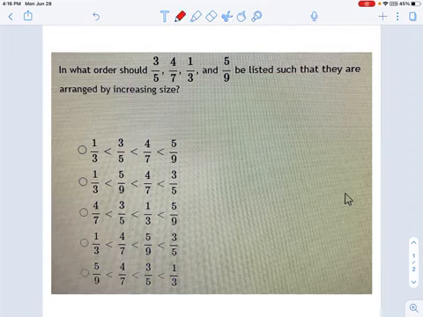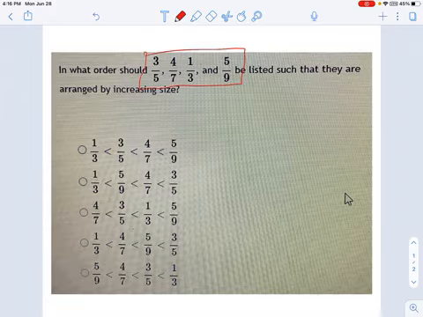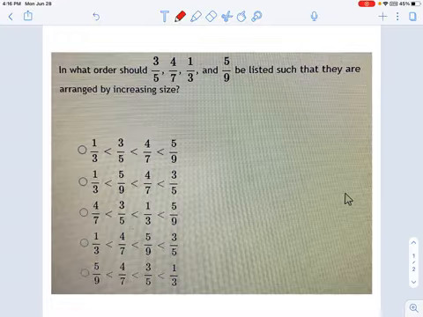So this is an ordering problem, and it says, in what order should this bunch of fractions be listed such that they are arranged by increasing size? And at first you may think, oh, this is the simplest problem we could possibly have, but be careful, because this thing varies. Sometimes it asks for increasing size, sometimes decreasing.